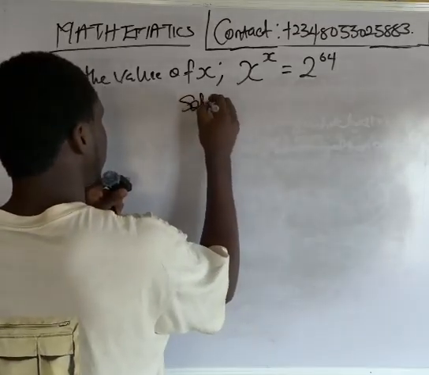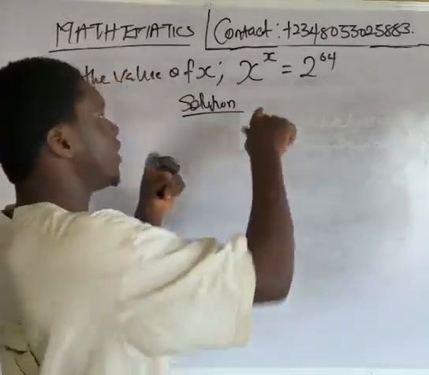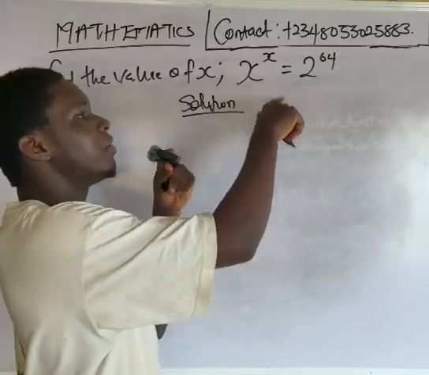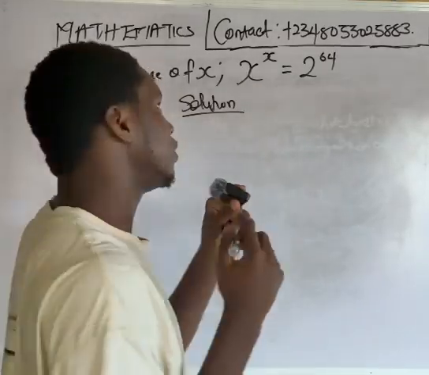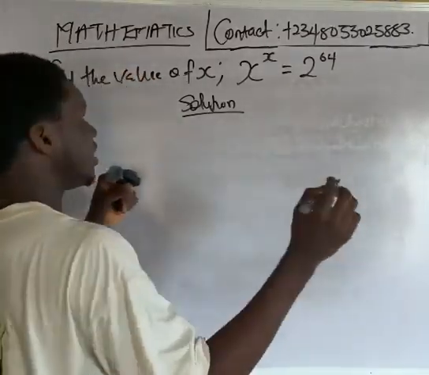Solution. Therefore, the question says we should find the value of x in this Olympiad expression we have here. X to the power of x is equal to 2 to the power of 64. So first things first, we are going to be breaking it down, right? So we'll break this down like this.